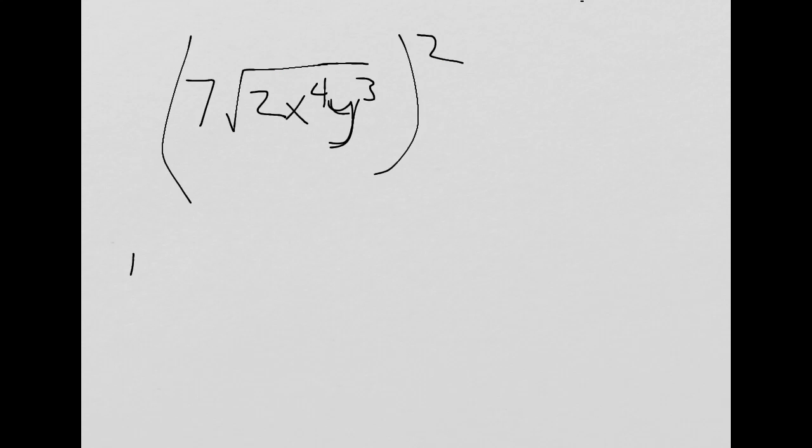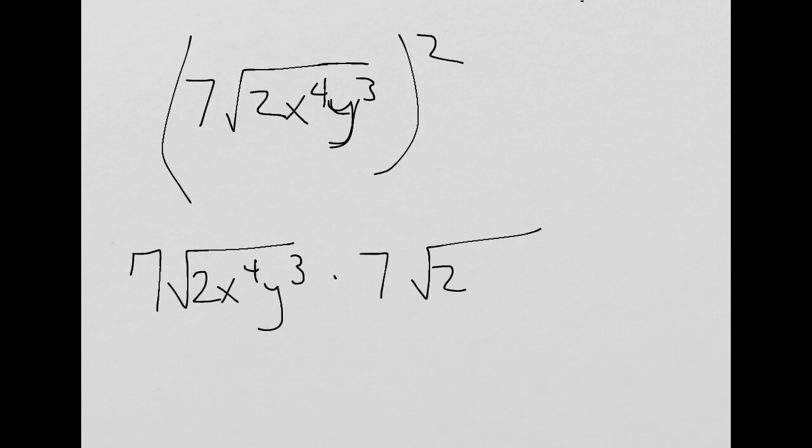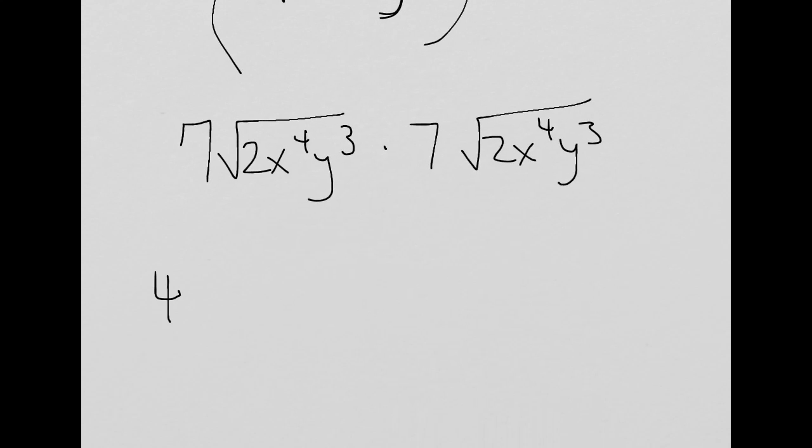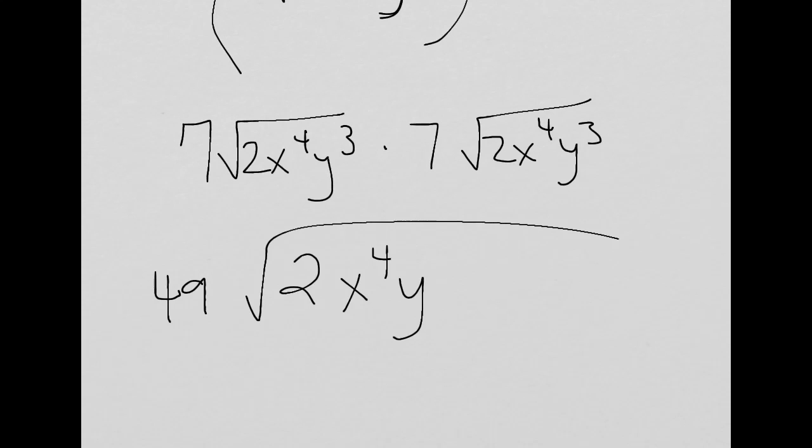Okay, so what this actually means is I've got 7 square root of 2x to the 4th, y to the 3rd, times 7 root 2x to the 4th, y to the 3rd. Alright, well, I'll multiply the two front numbers together, which is 49. And then I would put all these under the square root, if you wanted to. But you could do 4, 8, 16, 1, 2.